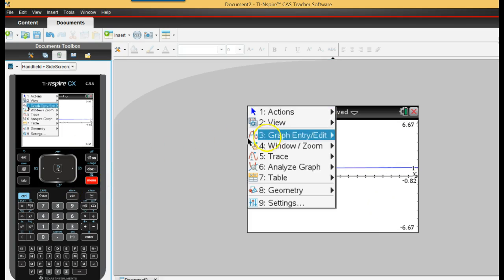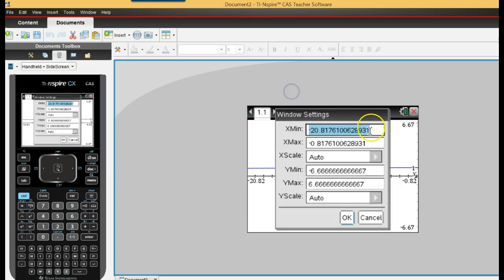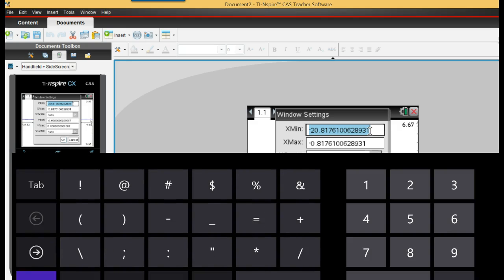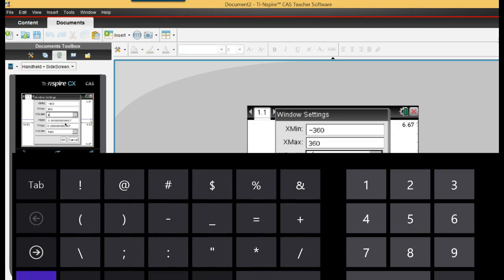But what I'm going to do now is change my window. My window settings are going to change, so that's going to be minus 360 to 360. So bear with me while I get that in place. Minus 360. We'll tab down to 360. The X scale there is going to be 45, so I'm just going to put 45 in there.